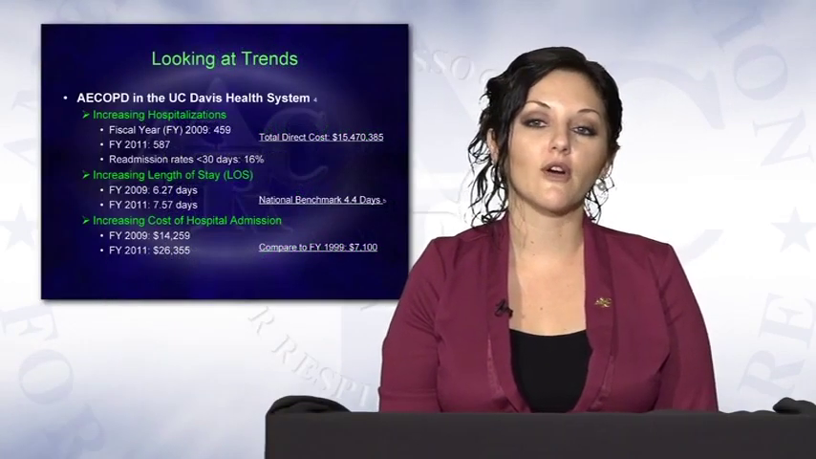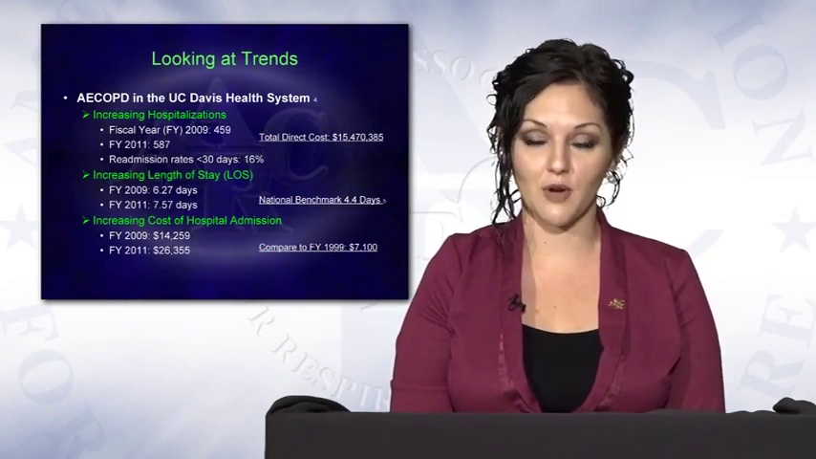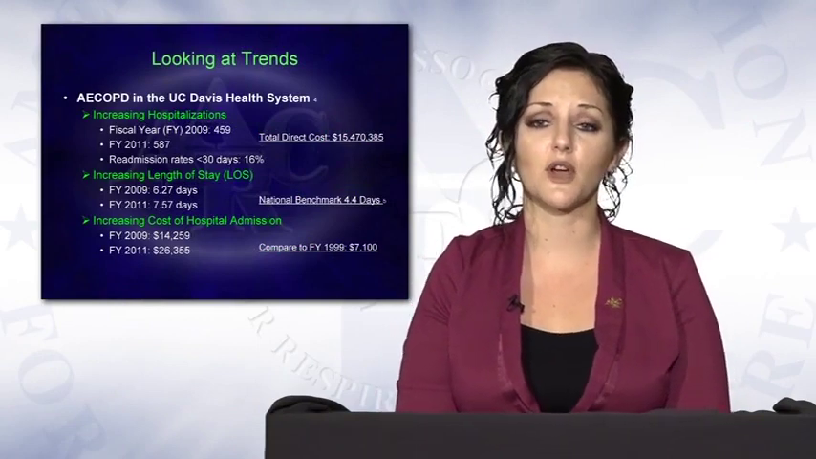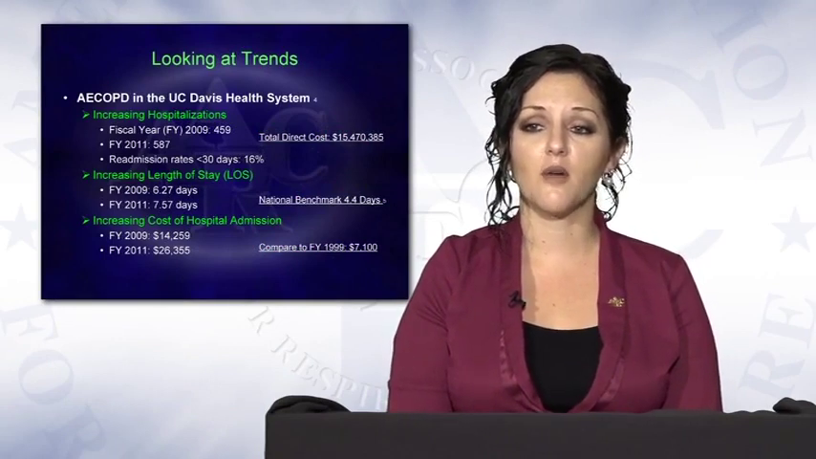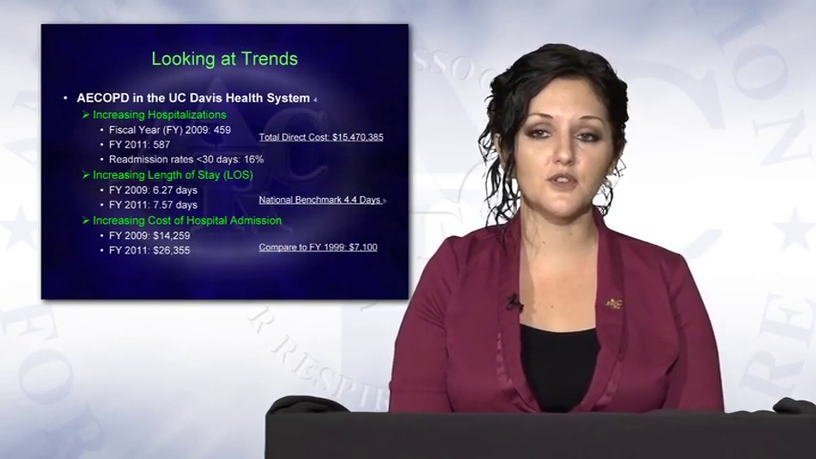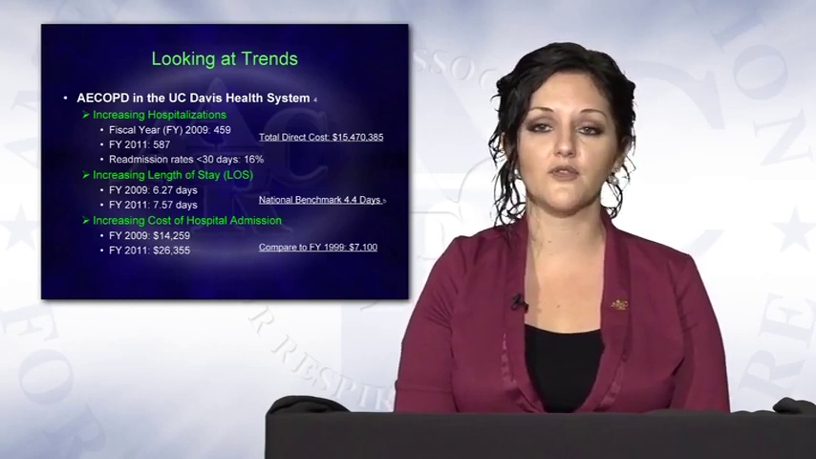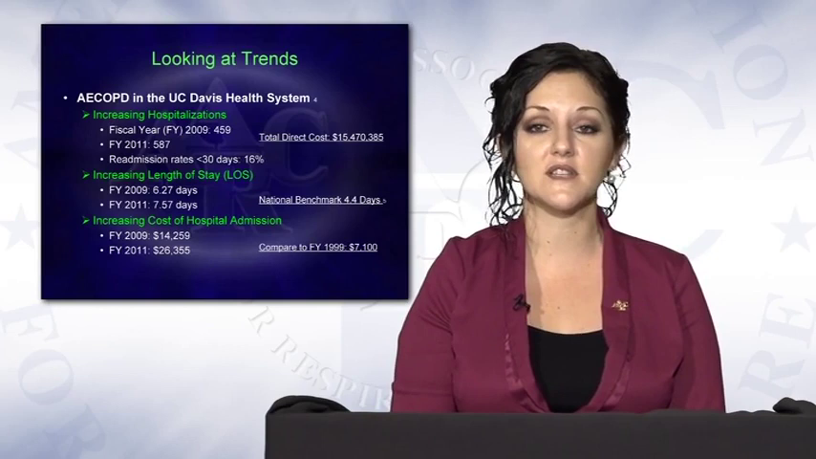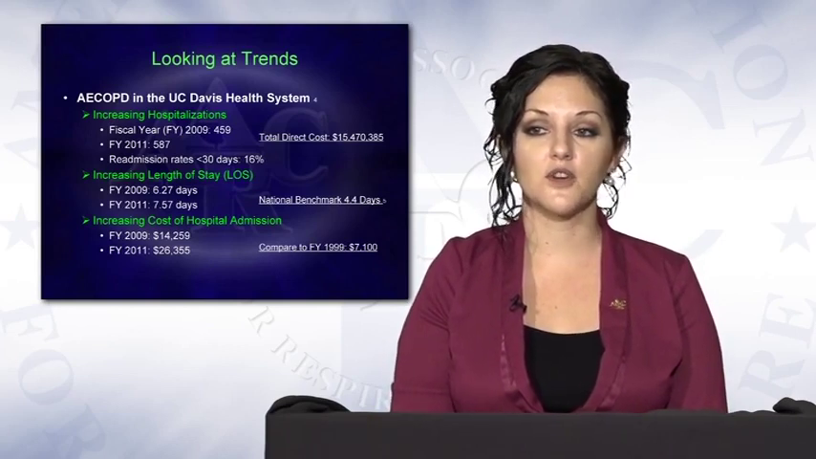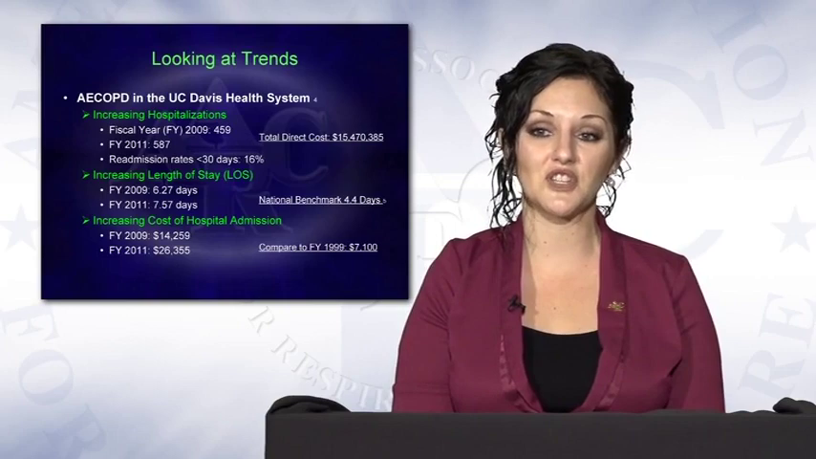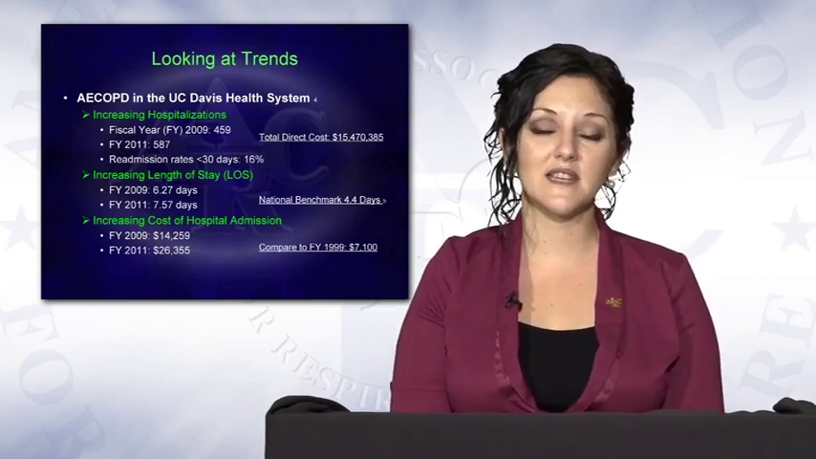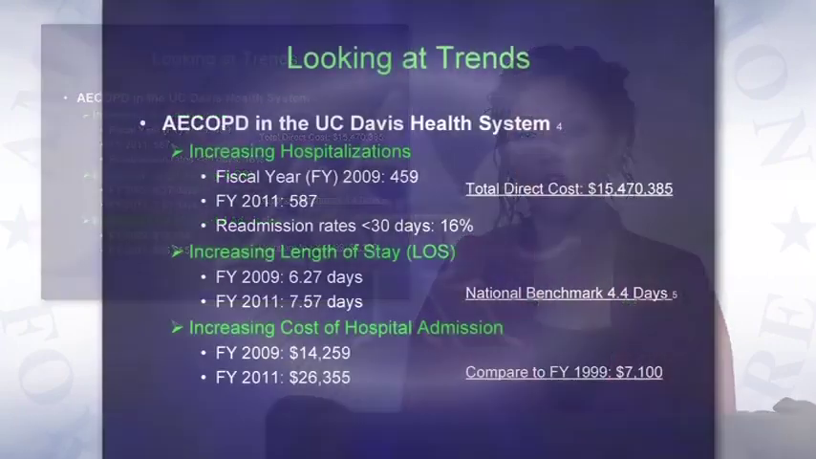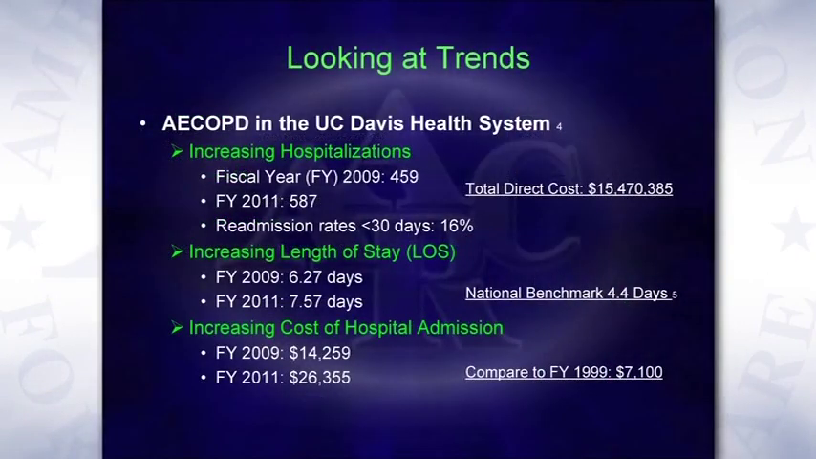We looked at some of our numbers at UC Davis before we started our program. It's really important to look and see where your hospital is at and look at the data where you're working. And so in fiscal year 2009, we had 459 admissions for COPD, which then increased in 2011. Total direct cost to our hospital was over $15 million. And we also had an increasing length of stay. The national benchmark for a COPD hospitalization is about 4.4 days. We were up to over a week at our healthcare system, so we saw that as being a problem that we could probably impact and fix.